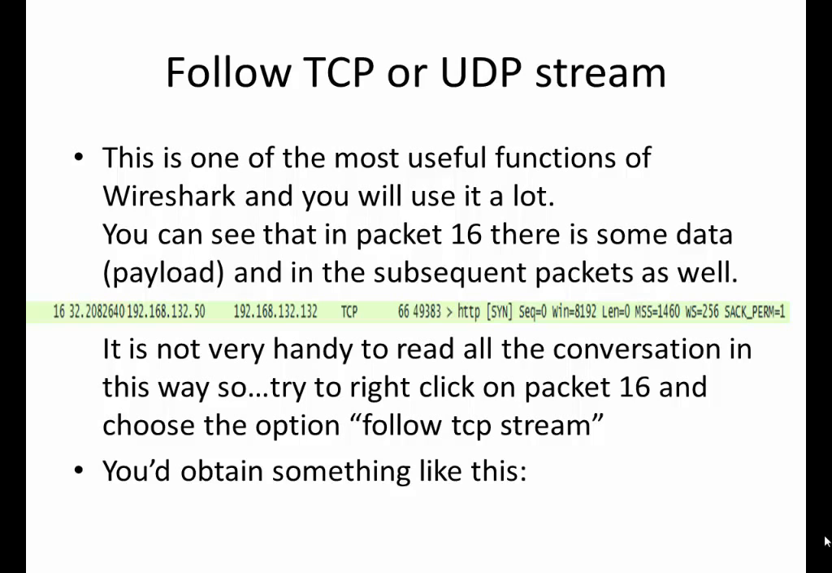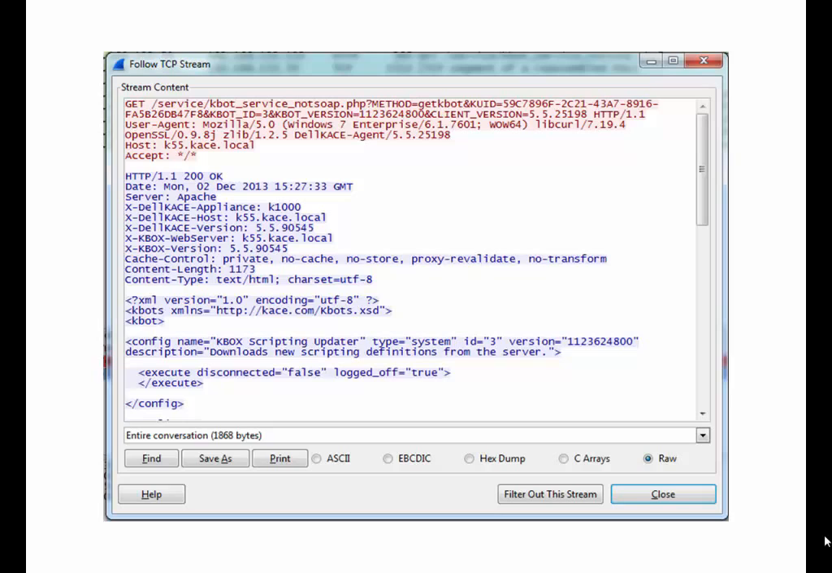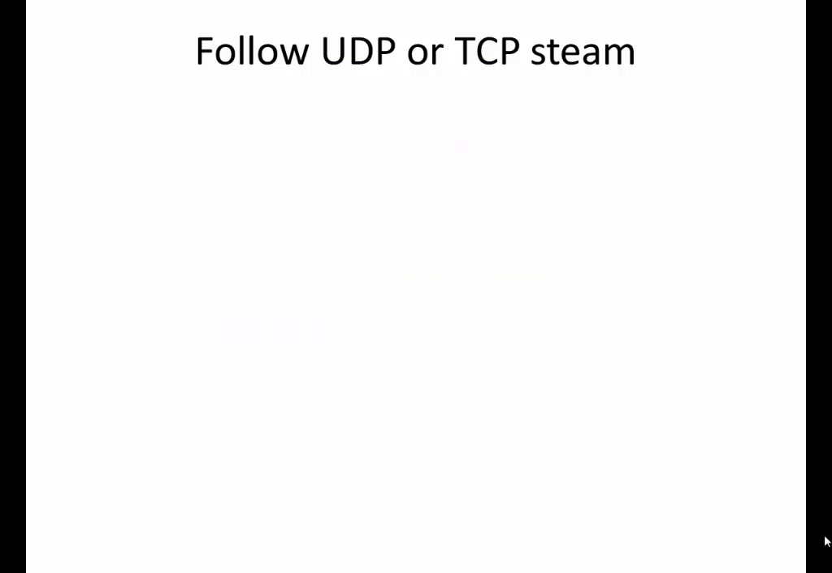You can see that in packet 16 there is some payload, and in some subsequent packets as well. It's not very handy to read all these things in this way. So what you can do is right click on packet 16 and choose the option Follow TCP Stream. You will see something like that. That's much better, right? The conversation is colored with two different colors, one for the client and another for the server, so you can spot much better what they were talking about.